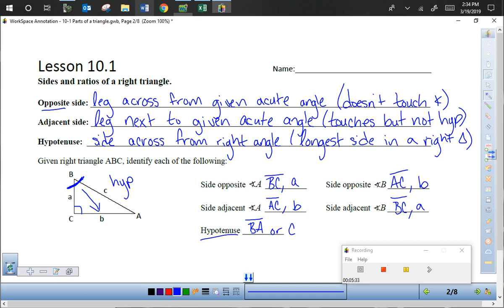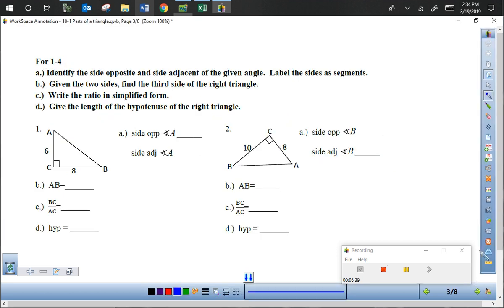For each of these next problems, we're going to do stuff like that: identify the opposite and the adjacent side. But then on B, C, and D, we're asked to find the ratio or the lengths of each of these sides. So all of these ones should look like numbers. Then part A should look like the sides using two capital letters. Notice it says label the sides as segments. That means two letters with that symbol for segment on top.